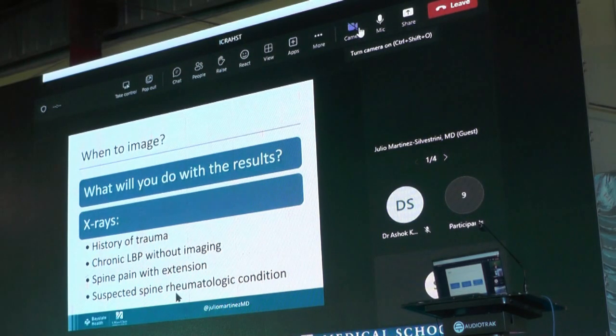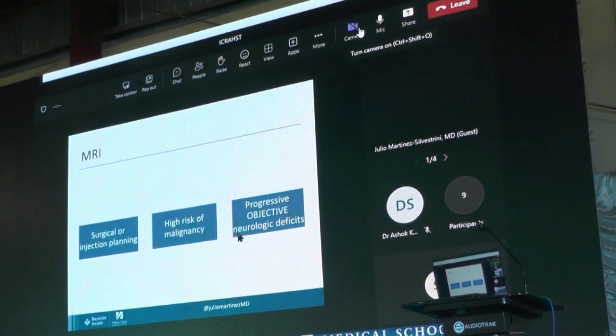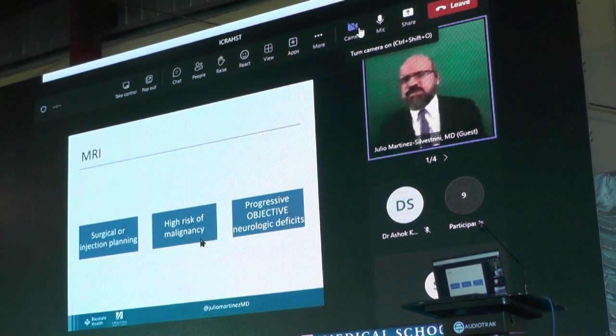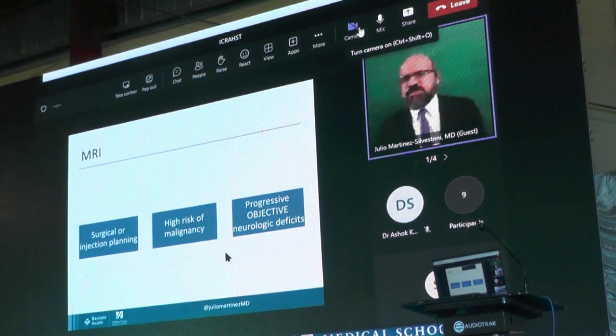Now, MRIs: the main indication for MRI is if you're planning surgery or injection, if the patient has high risk of malignancy, or one of those red flags that we discussed, infection, progressive neurologic deficits. We don't do MRIs just to see where the problem is, or what is causing the pain. I can easily know that by doing a good physical examination.